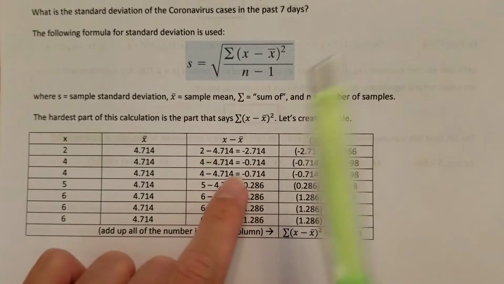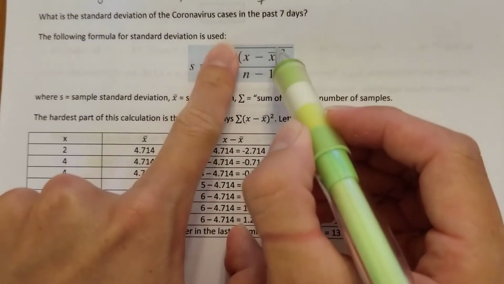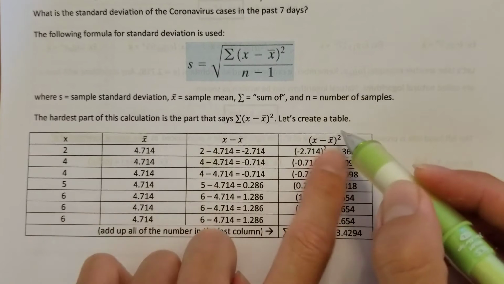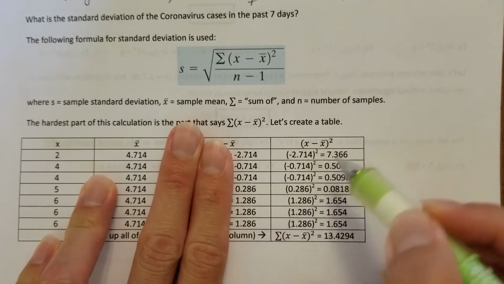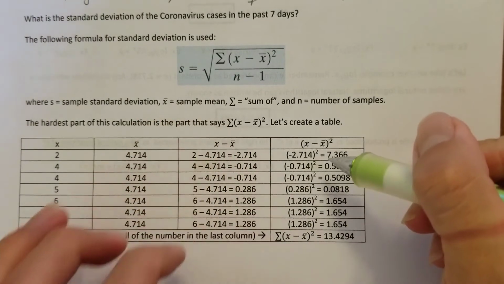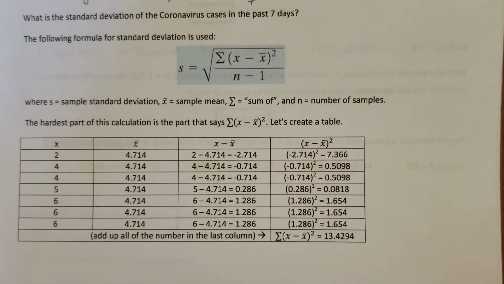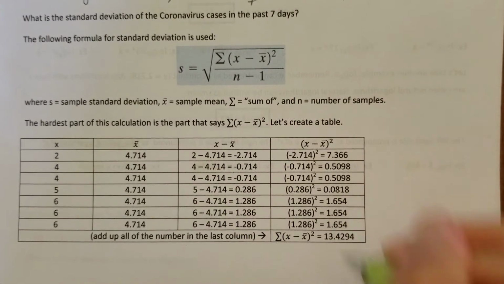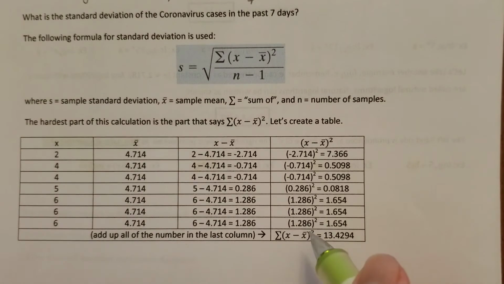Okay, now this part. Like I said earlier, in order to find just this quantity here, you have to take what's in this, put it in parentheses, and square it. So for each output that you see here, you have to square it. Once you square each of these quantities, you have to add up all the numbers in this column. If you add up all the numbers in this column, that's how you get this 13.4294.